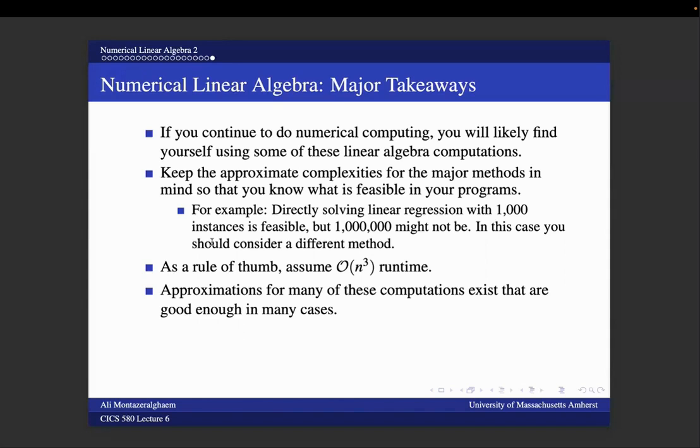In most cases, you need to assume that n cubed is the runtime, and after deciding about the algorithm or estimation that you want to use, maybe you decide to use an algorithm that approximates the solution, not the absolute solution. In most cases, approximations are good enough.